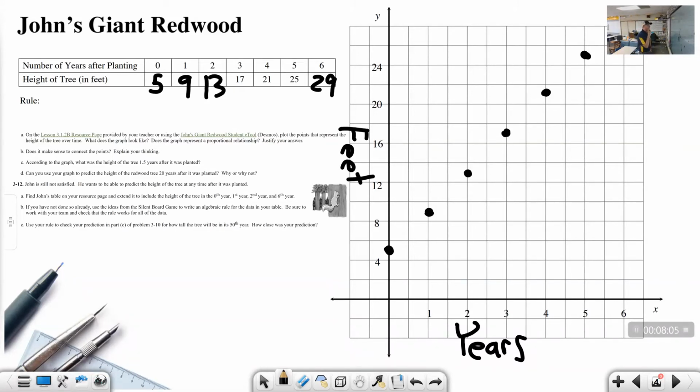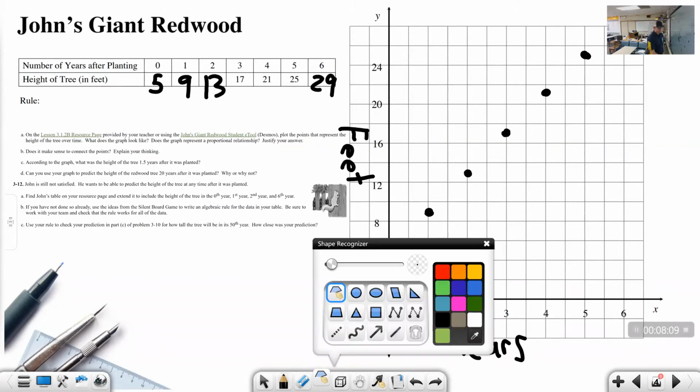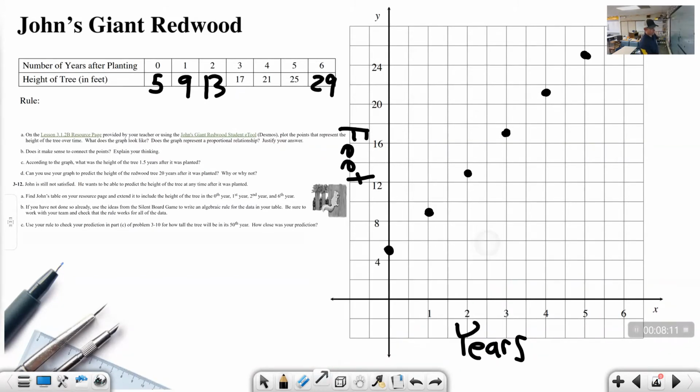Okay? Problem letter B. Does it make sense to draw a line? And some of you might say, of course it does, Mr. McCoy. We always draw lines, right? Like that's the point of graphing. Well, yeah, that makes sense, but why are we drawing the line? And the real question is, what does a graph represent?